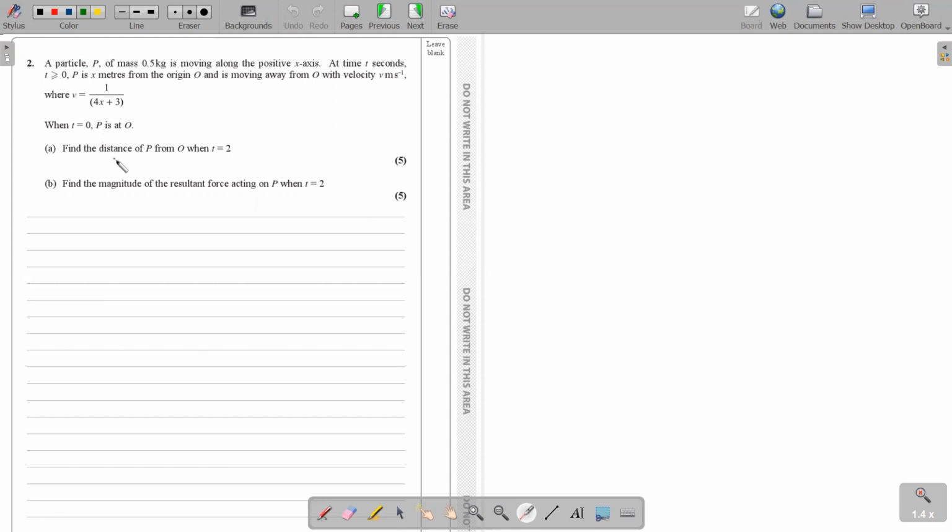So what we do here is find the distance of P from O when time is 2. So when time is 2 seconds, how much of a distance has it traveled from O? They use the word distance. Okay, let's see. They have given you the velocity function 1 over 4x plus 3. So what do we know about velocity? Velocity is dx by dt, right? So replace velocity with dx by dt. dx by dt is equal to 1 over 4x plus 3.